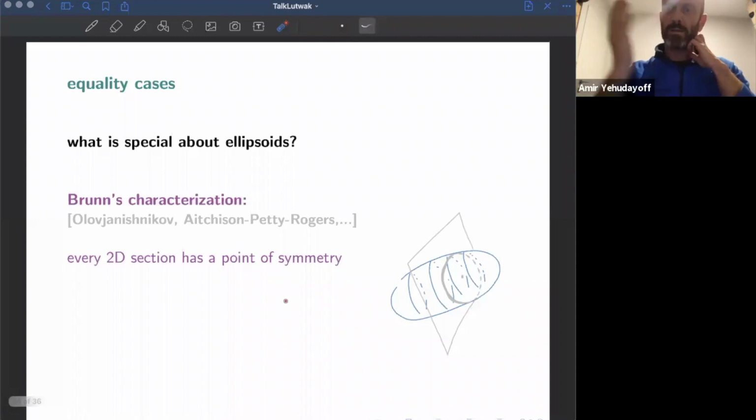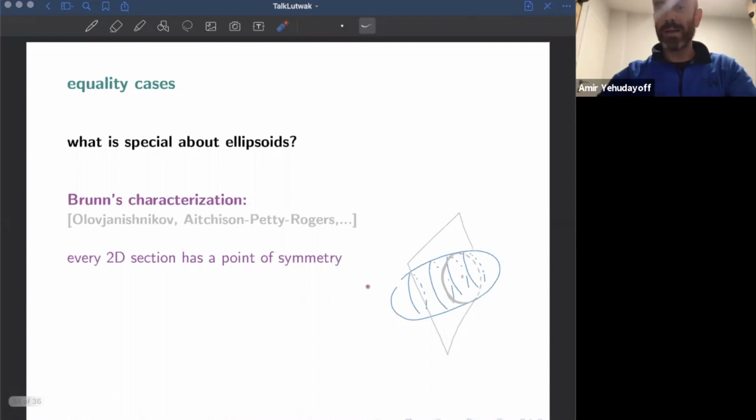You cut it with a 2-dimensional plane in whatever way you wish. Okay, so whatever way you wish, you cut it with a 2-dimensional plane. If it's an ellipsoid, this thing is an ellipsoid. The 2-dimensional object you get is an ellipsoid.